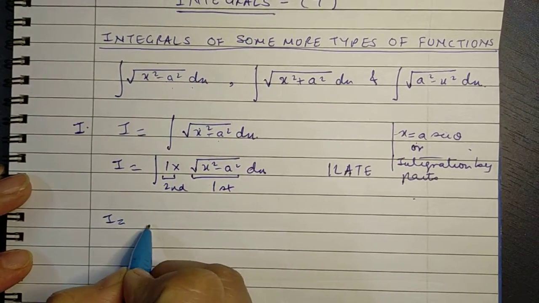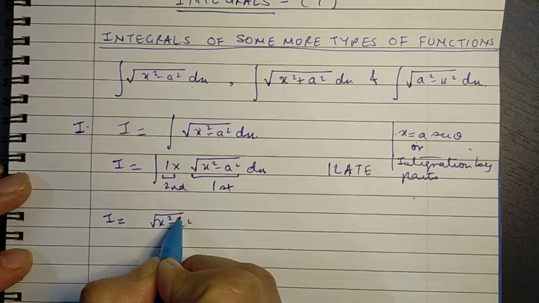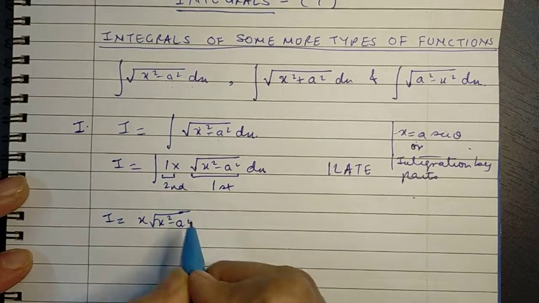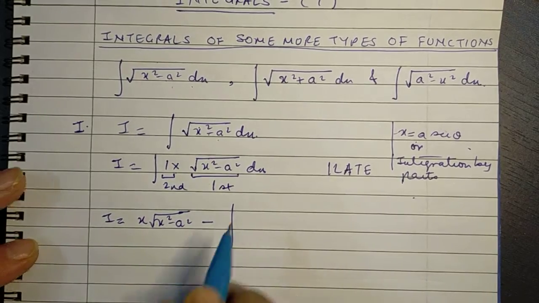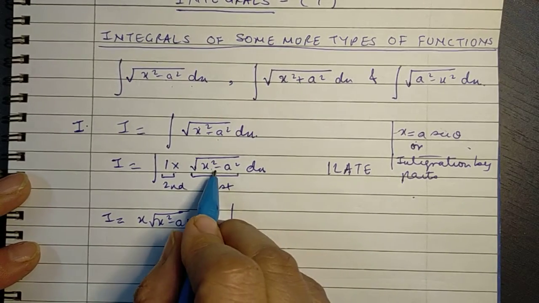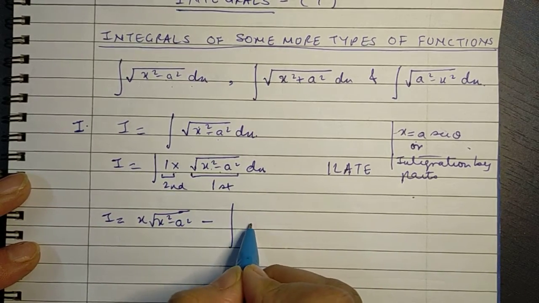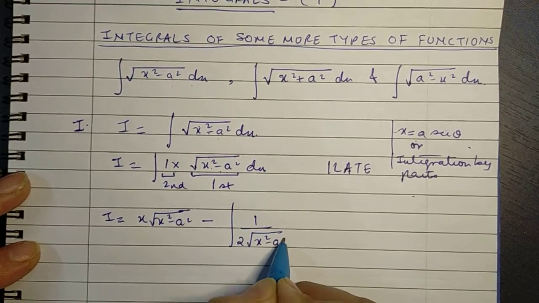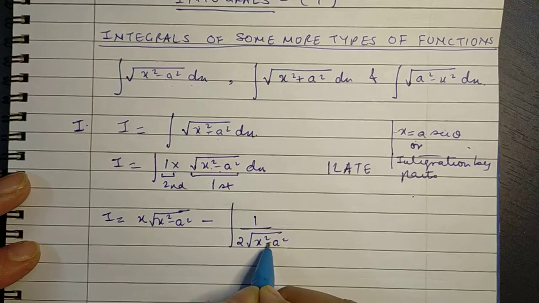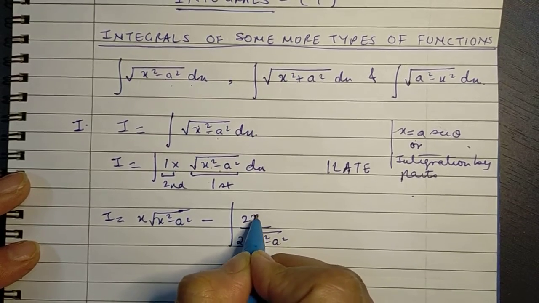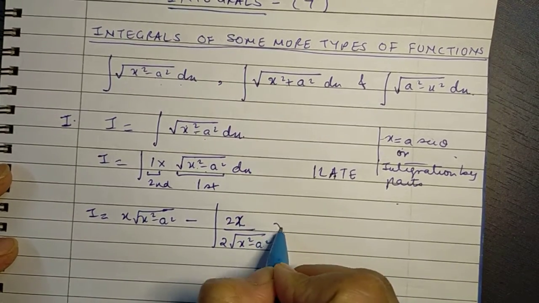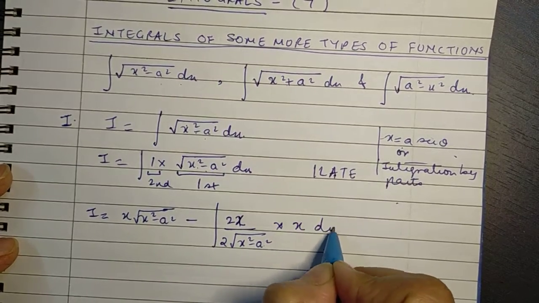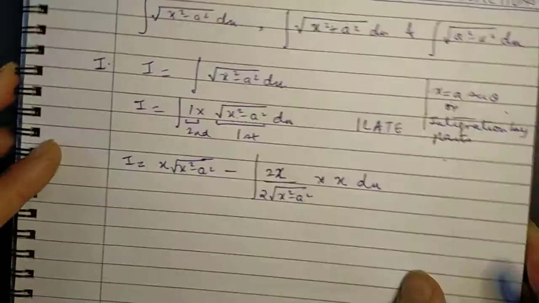What do you get? First function, square root of x squared minus a squared, into integral of the second, which comes out to be x, minus integral of derivative of the first function into the integral of the second. Now the derivative of the first function would be 1 over 2 square root of x squared minus a squared into the derivative of x squared minus a squared, which is 2 into x, into the integral of this second function, x, into dx. So now let's simplify it.